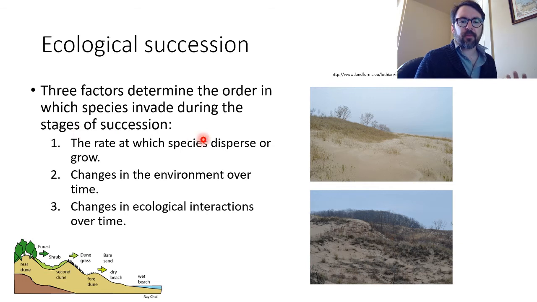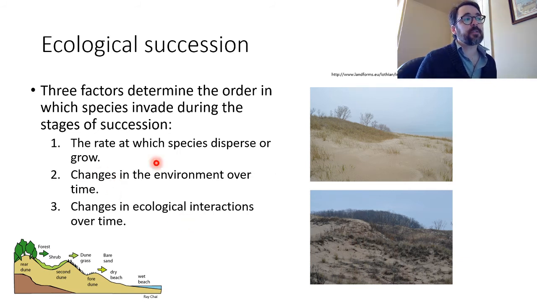Right, you can imagine there are three factors that determine the order that species invade, right? Part of it is the rate at which they can disperse. Right, so you can imagine that oak acorns are probably not traveling down to the dunes as fast as, say, a grass seed might be able to blow.